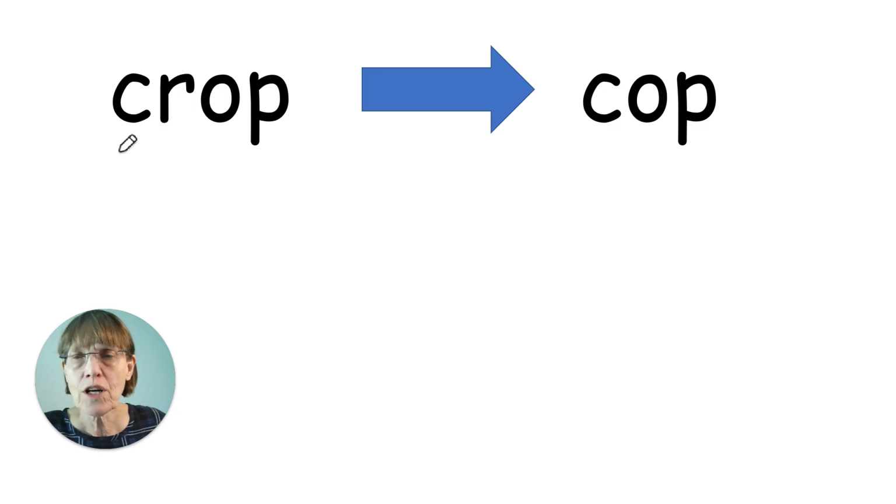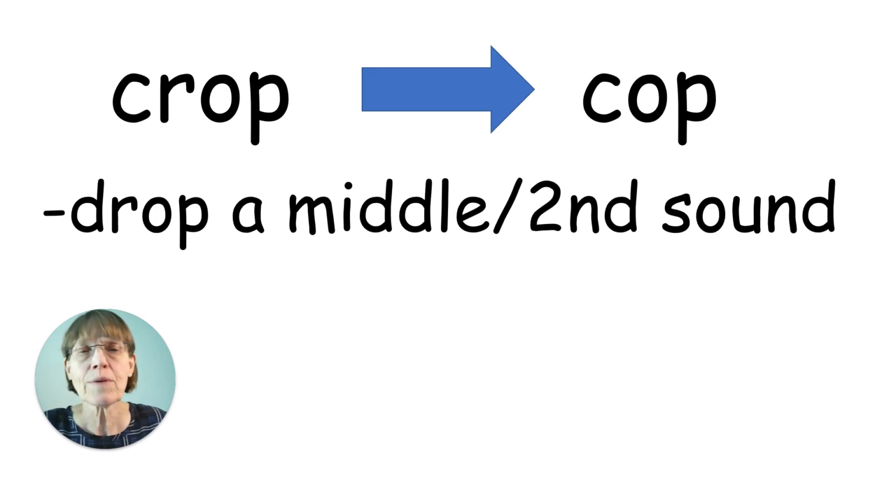Here we have the word cur, 2 consonants, the C and the R together, cur, p. And in this word, we only have k, p. The R sound is gone. We dropped a sound. We dropped number 2 sound.